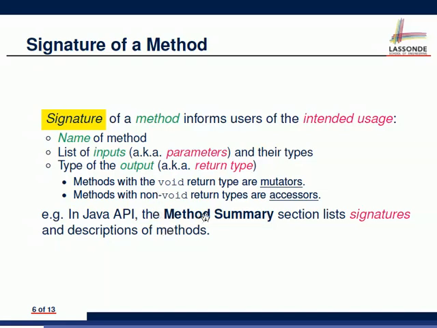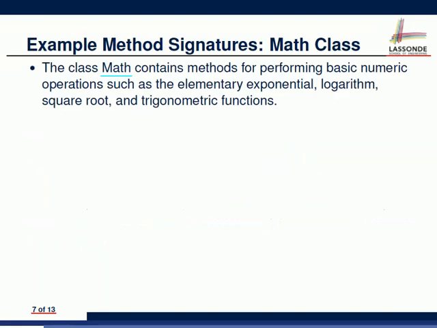Now, we're gonna see examples. We're gonna see 3 examples. In Java API, the method summary section lists signature only, which means when you look at the API for the Java library classes, they do not give you the Java code for the implementation. They only give you the signatures, which will be enough for you as a user. For you as a user to use the methods, you don't necessarily have to know the implementation. If I want to do scanner dot read the next integer, I don't have to know how to implement that particular method. I just have to know how to call the method.